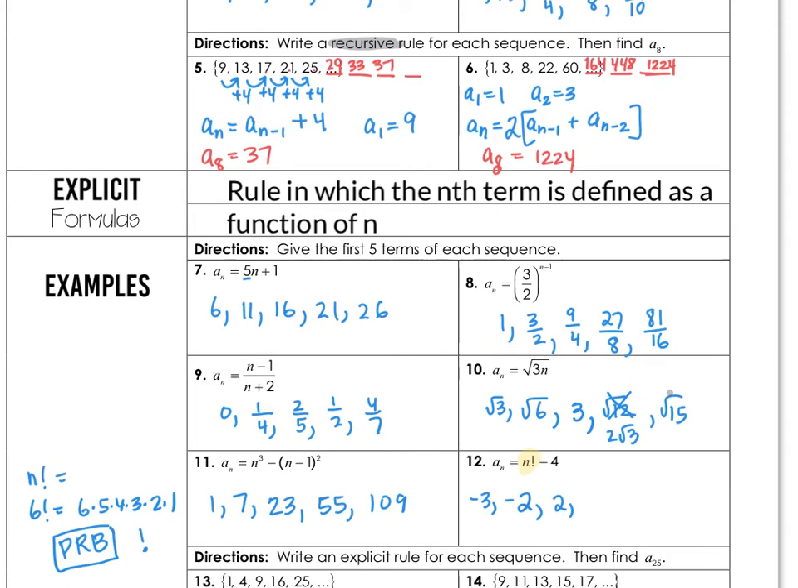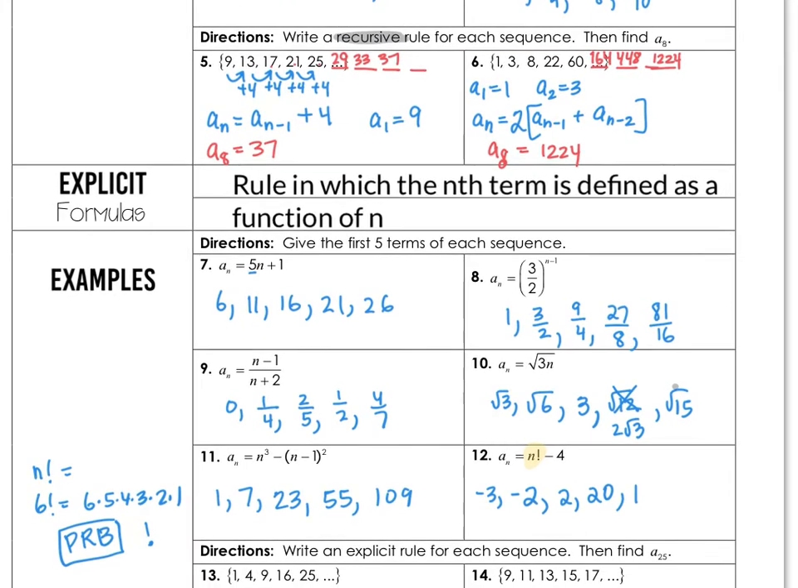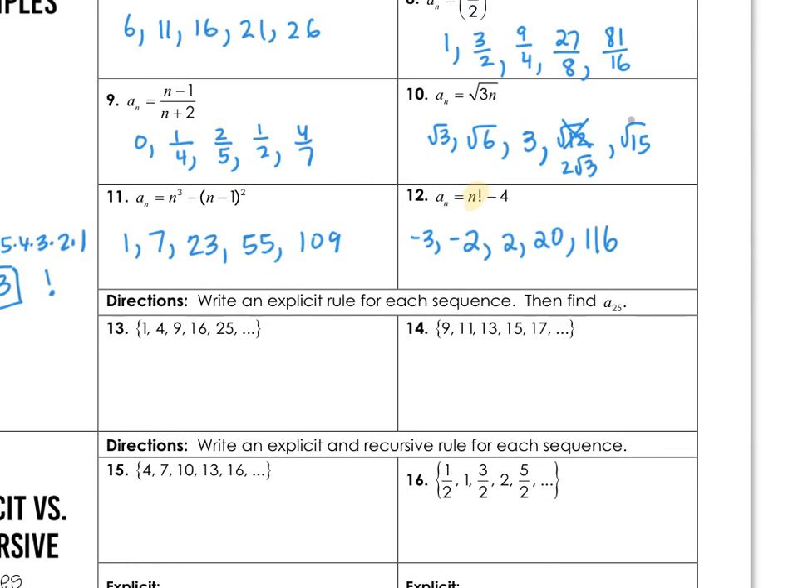Except you really need to clean out your calculator first when you plug that in and clear out any old answers. Okay, so it's 24, so 24 minus 4 is 20. And then the next one would be 120 minus 4 is 116. Oops, I hit something wrong. I've got to be very careful here. There we go. Okay, so the next part asks us to write an explicit rule for each sequence and then find a sub 25, so the 25th term.